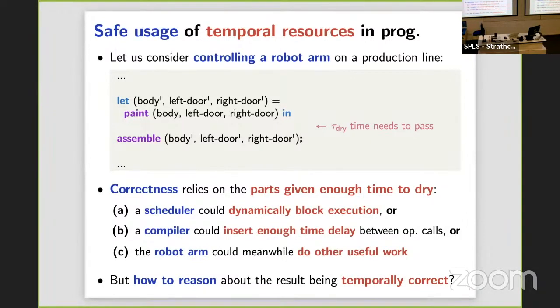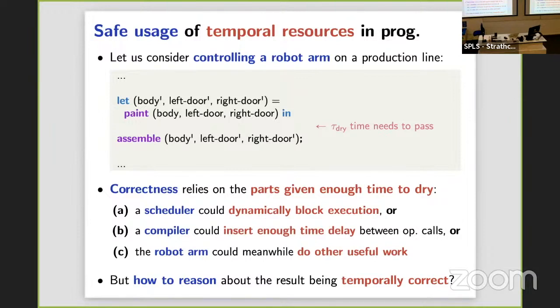So the idea throughout this talk is that even though after doing the let and a bit of pattern matching, we have these items at hand, we might not be allowed to use them for either a certain amount of time or a certain amount of kind of state changes or events happening.